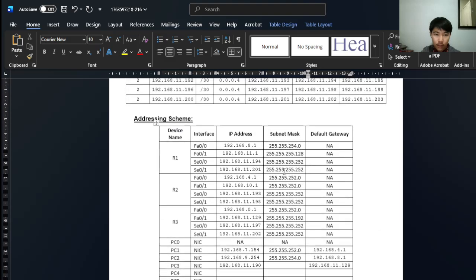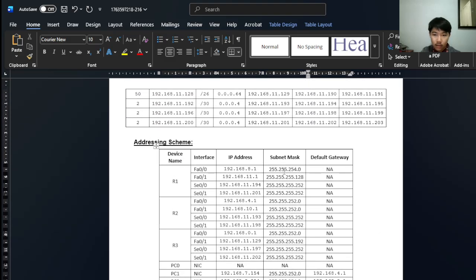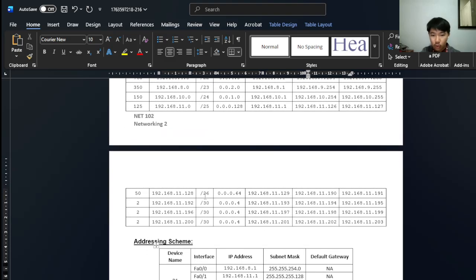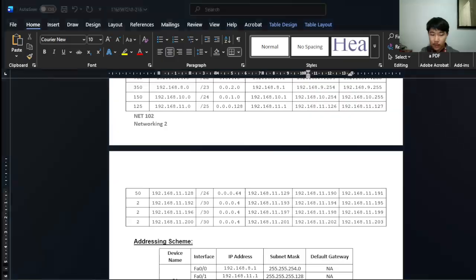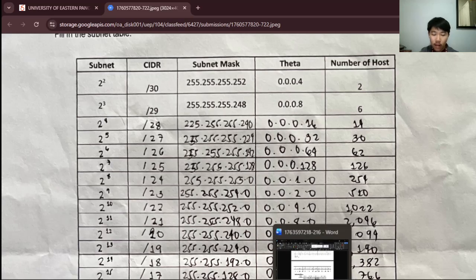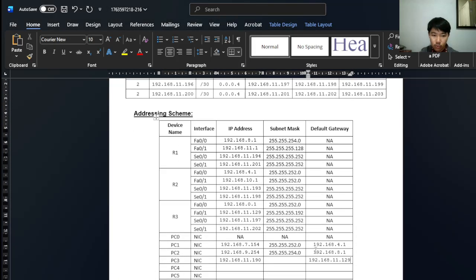So for the subnet mask, just look for the CIDR 26. CIDR 26 has a subnet mask of 255.255.255.192.